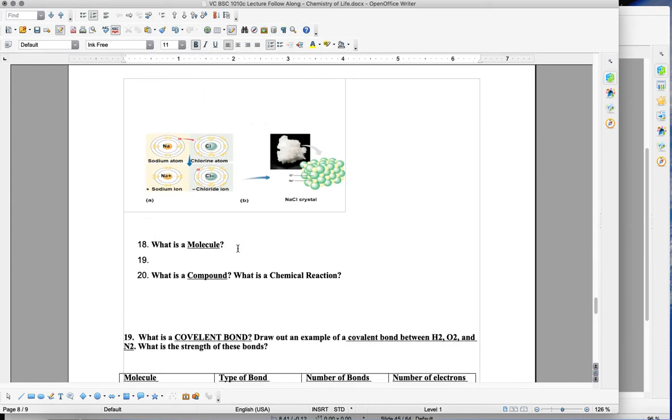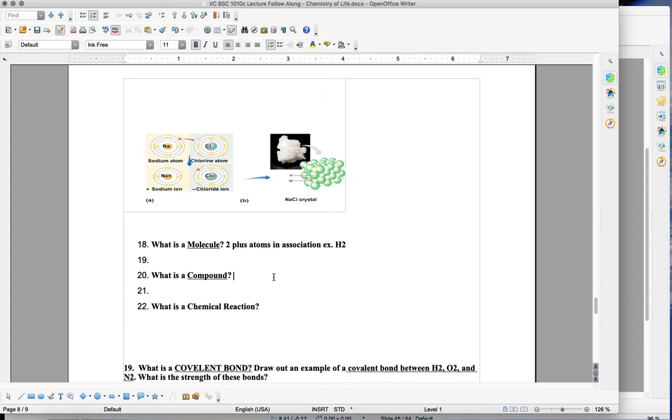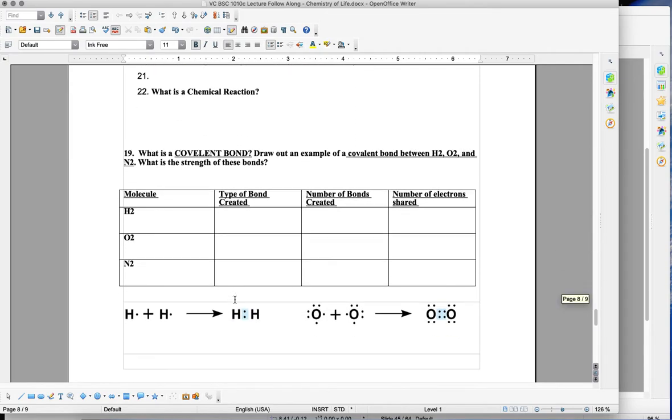So a molecule is 2 plus atoms in association, for example H2, and a compound is 2 plus different atoms, for example H2O or NaCl.